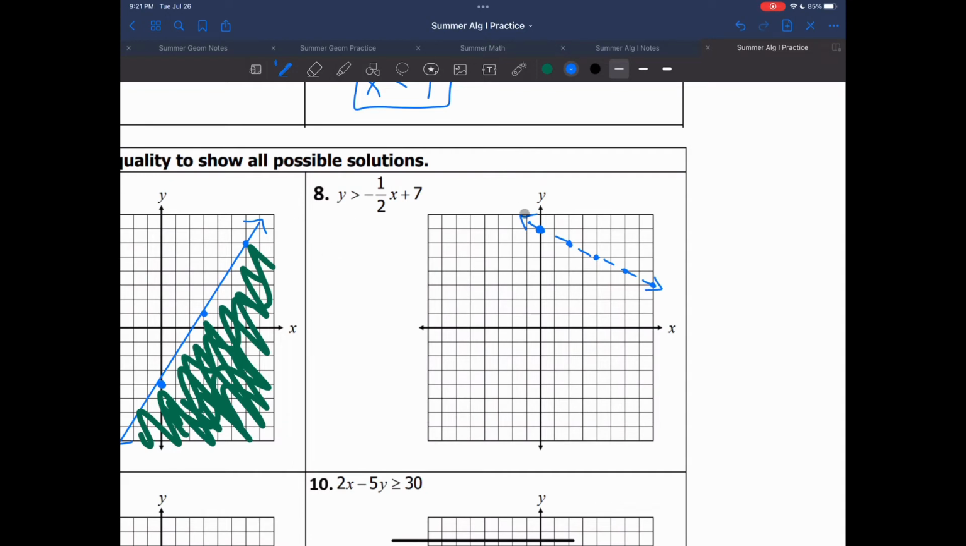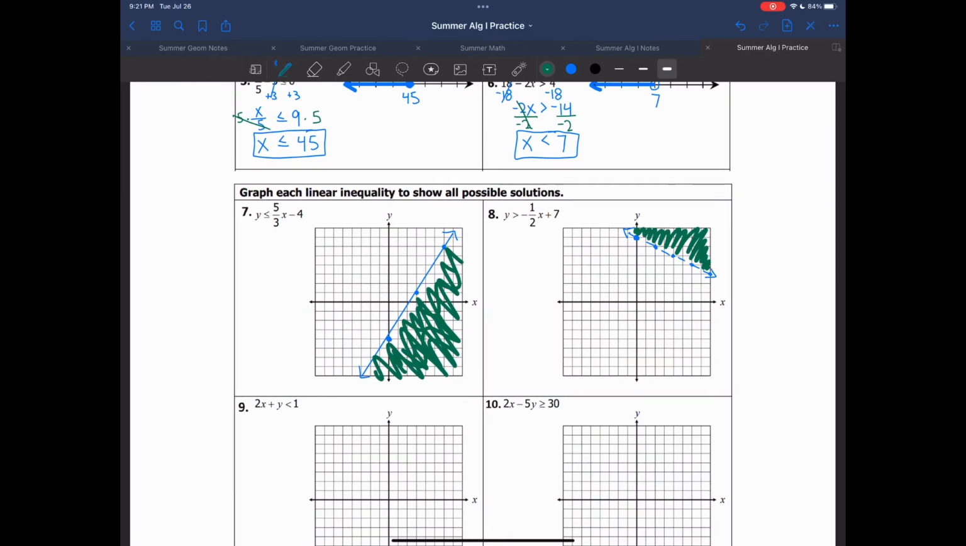All right, and then we decide, are we going to shade above the line or below the line? Okay, well, it's y is greater than the line. So greater than always means we shade everything above it. So I'm going to just shade all right here. And it's implied your shading goes on forever, but that's all I can fit right there in the graph.